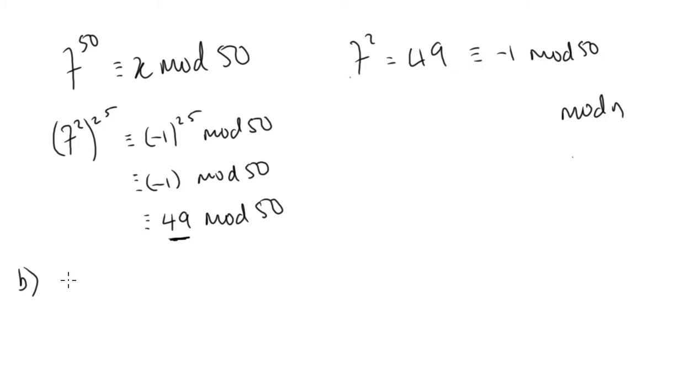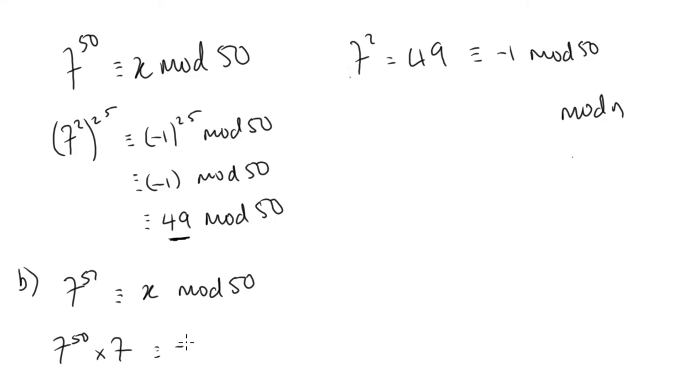Okay, so now part B. We've been asked to hence find the remainder when 7 to the power 51 is divided by 50. So again, it's exactly the same thing as finding an integer x which is congruent to it in modulo 50. I can observe that 7 to the power 51 is exactly the same as 7 to the power 50 times by 7, again using my knowledge of indices laws, and I know that 7 to the power 50 is congruent to minus 1.